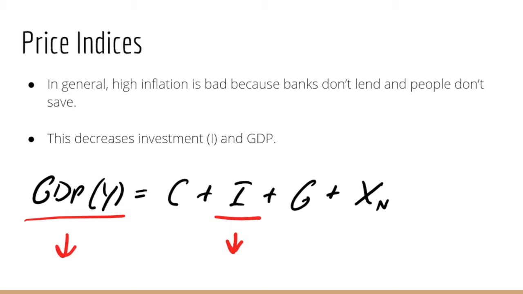So if there is high inflation, theoretically, investments are going to fall. Remember, when we talk about investments, we're not talking about investing in stocks and bonds. We're talking about investment in capital goods. And so if investment decreases, it stands to reason mathematically that our GDP is also going to fall as well.